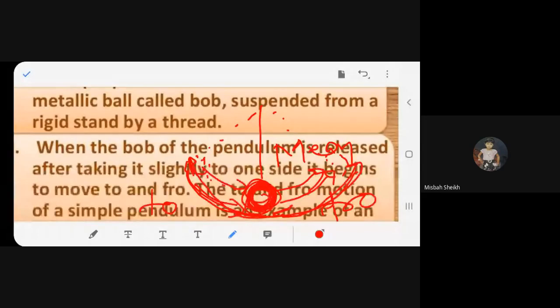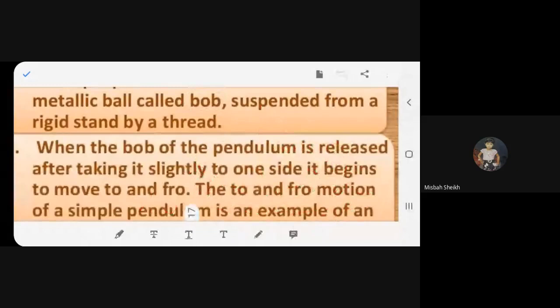The object which is swinging, which is tied at the end of the thread, is called bob. What is it called? Bob. So this is bob. You see this red one? The one which I am showing? This is bob. Okay? So bob is tied at the end of the string and that is behaving like a pendulum, moving to and fro, swinging from one end to the other. Any problem? No. Okay.